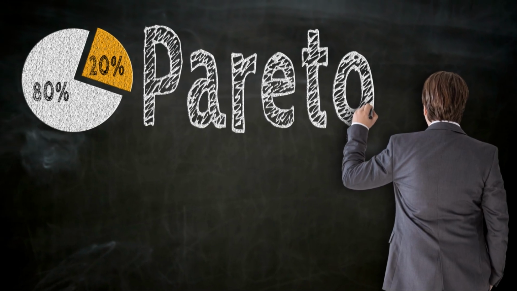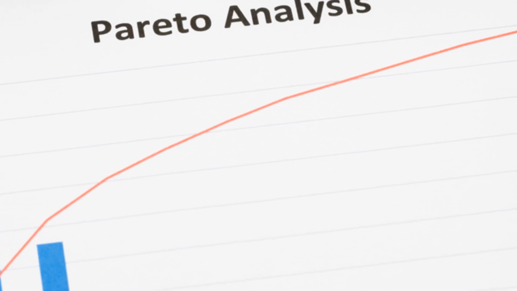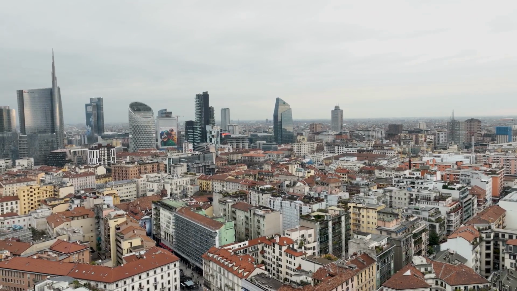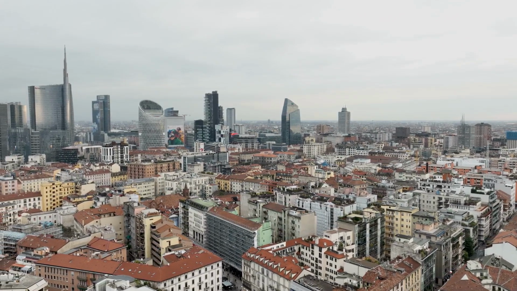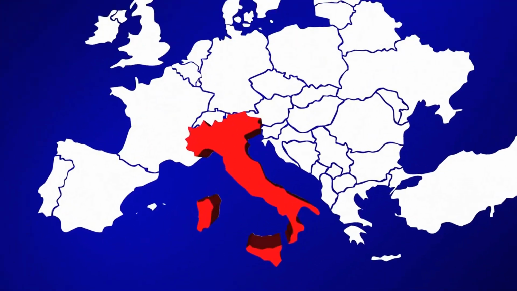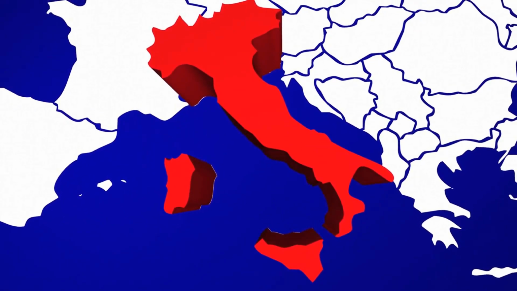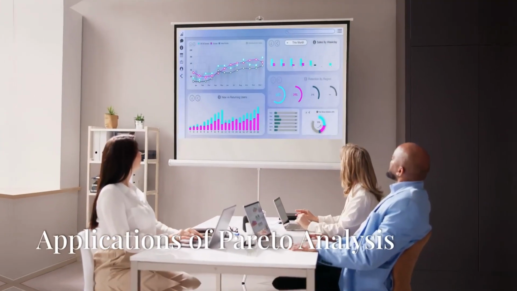Pareto analysis is named after Vilfredo Pareto, an Italian economist and sociologist who observed the unequal distribution of wealth in society in the early 20th century. Pareto noted that approximately 80% of the land in Italy was owned by 20% of the population, leading to the formulation of the 80-20 principle.